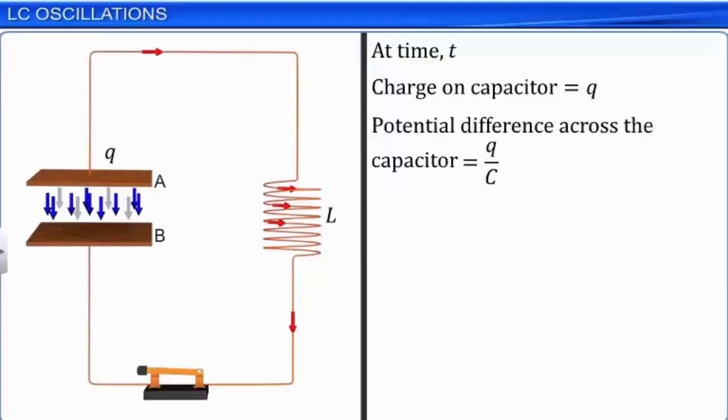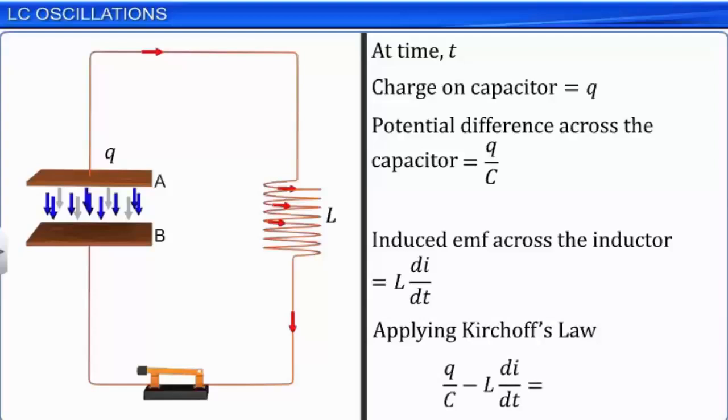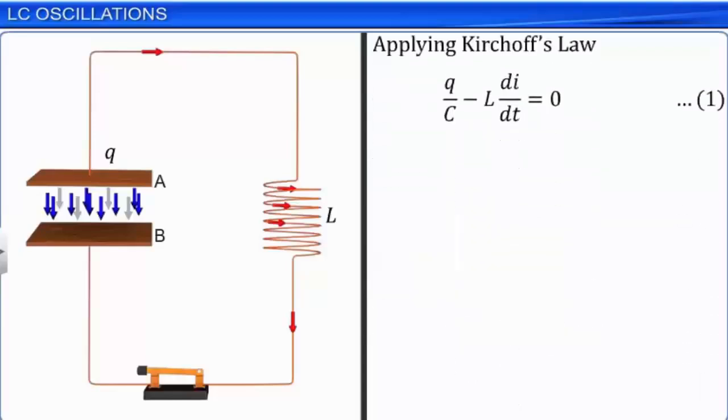The induced EMF across the inductor is L di by dt. By applying Kirchhoff's law for the circuit, we get Q by C minus L di by dt is equal to 0. Let this be equation 1. As the charge Q on the capacitor decreases, the current in the circuit dQ by dt becomes negative.